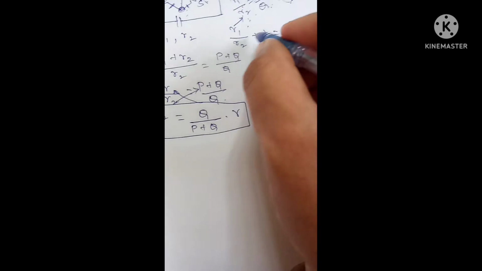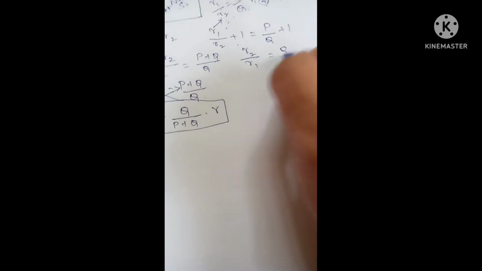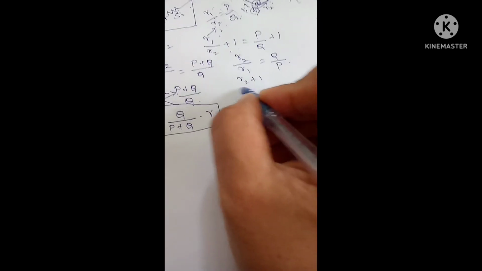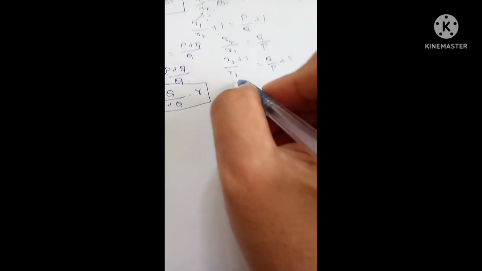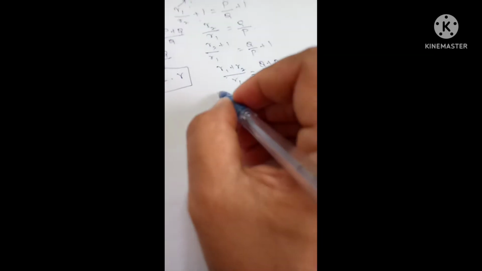Now let me derive R1. For that purpose, I am taking the inverse of this equation, so R2 by R1 equals Q by P. Let's add 1 on both sides: Q by P plus 1. When we take LCM, we have (R1 plus R2) by R1 equal to (Q plus P) by P. R1 plus R2 will be R, so R by R1 equal to (P plus Q) by P. When we cross multiply, R1 will be equal to P by (P plus Q) into R. So this is our R1 equation.